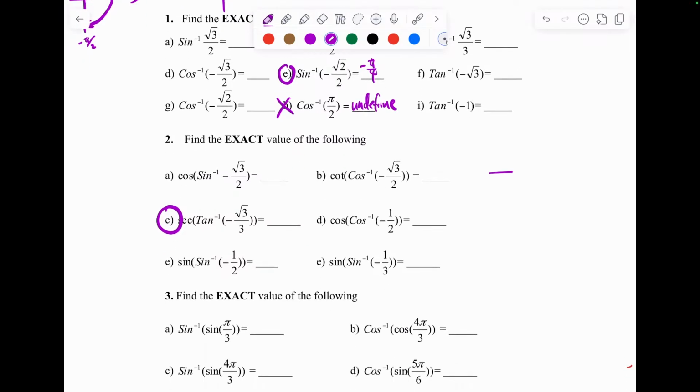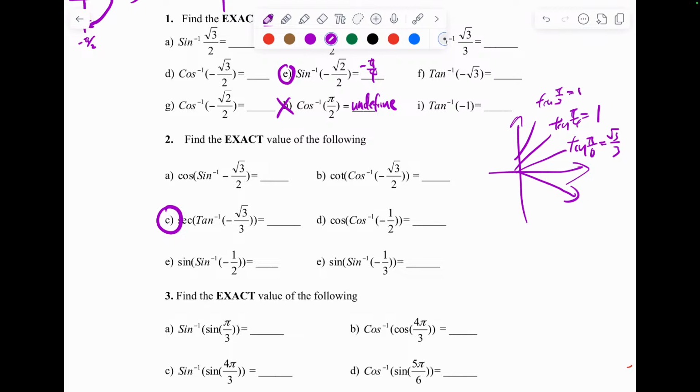Okay, tan inverse of square root 3 over 3 is going to be right here. Remember, you know 3 values. Tangent of pi over 6 is equal to square root 3 over 3, which is the one that's going to help you. Tangent of pi over 4 is equal to 1. Tangent of pi over 3 is equal to square root 3.